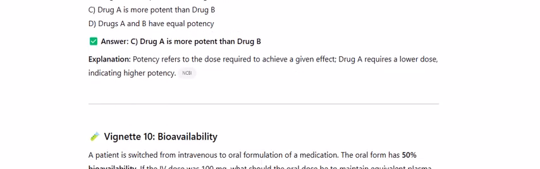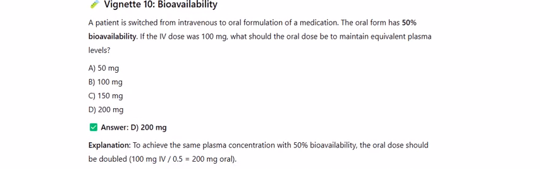Vignette 10. Bioavailability. A patient is switched from intravenous to oral formulation of a medication. The oral form has 50% bioavailability. If the IV dose was 100 milligrams, what should the oral dose be to maintain equivalent plasma levels? A. 50 milligrams, B. 100 milligrams, C. 150 milligrams, D. 200 milligrams. Answer: D. 200 milligrams. Explanation: to achieve the same plasma concentration with 50% bioavailability, the oral dose should be doubled. 100 milligrams IV divided by 0.5 equals 200 milligrams oral.